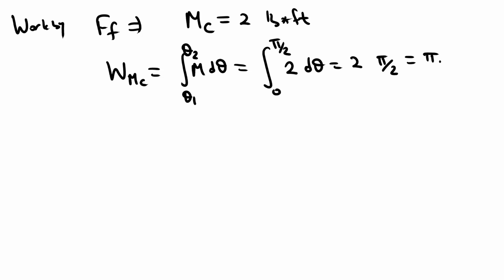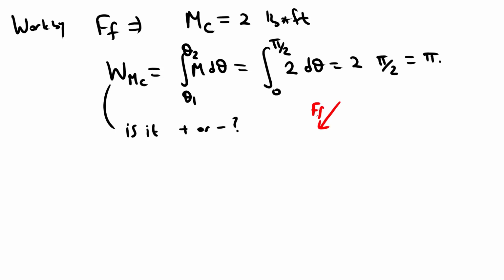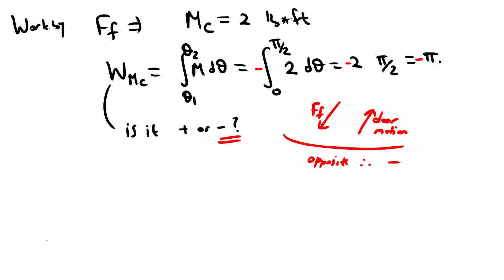The next question is, is it positive or negative? That will be just a simple check. The frictional force is this way, and the door moves that way. They are opposite to each other and therefore negative. So that will be negative π, or negative 3.14. This is the work by the friction force.